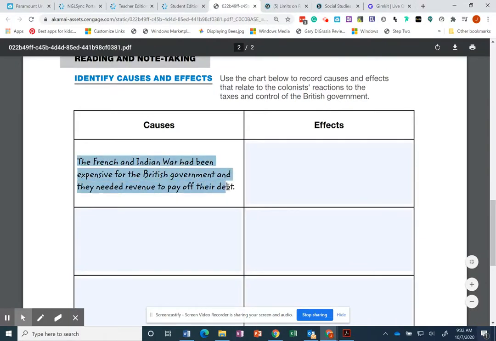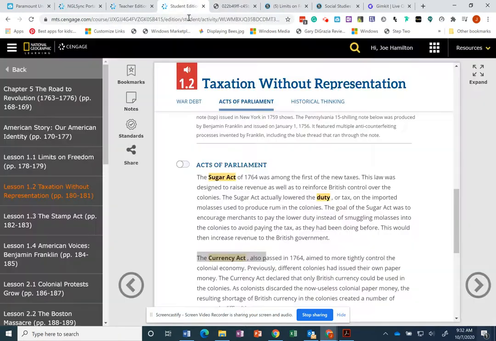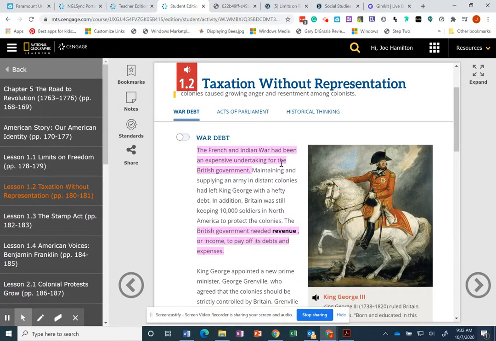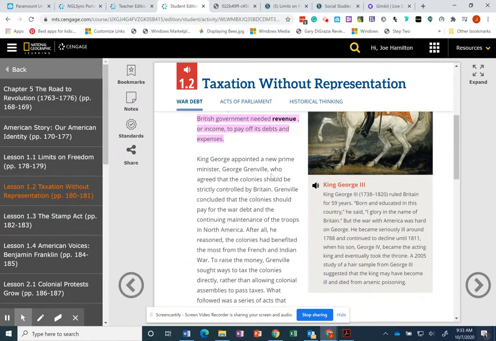The French and Indian War created a debt. So if we go over here, you'll notice at the top that I highlighted that. So you're going to skim through here looking for cause and effect relationships. Now, there are no signal words that signal most of these. Well, I won't say that there are no signal words. There certainly may be some.